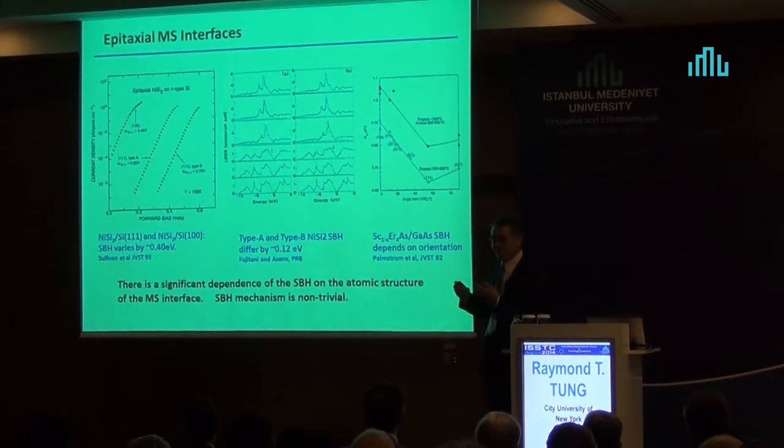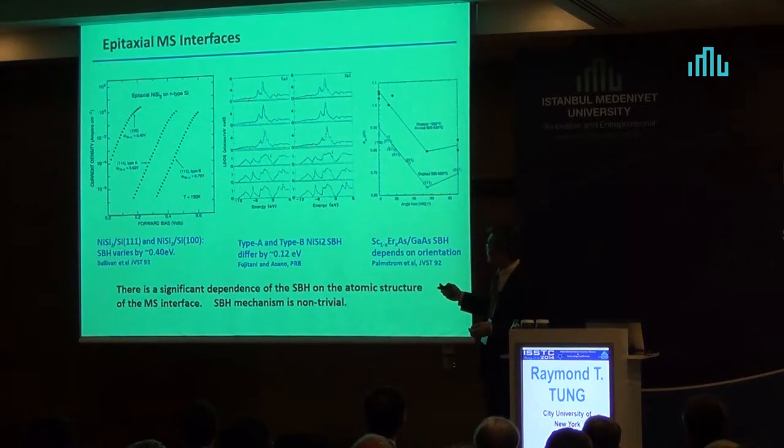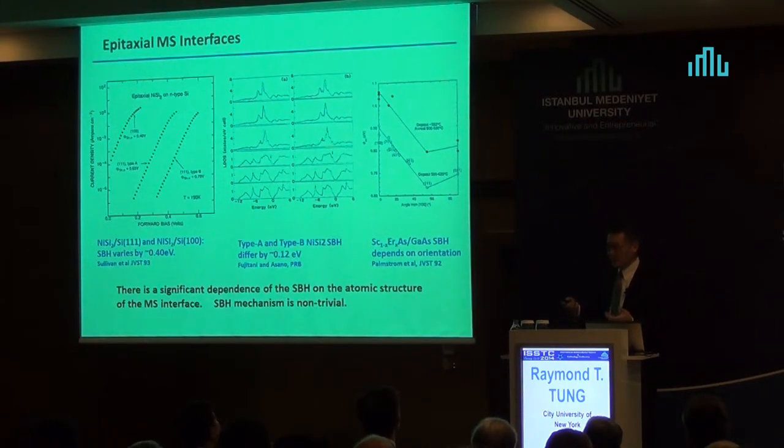And the dependence of the barrier height on epitaxial orientation has been theoretically verified in ab initio calculations. Indeed, type A should be lower than type B by about 0.14 eV. And there is additional experimental evidence on single crystal metal-semiconductor interfaces that shows a clear dependence of the Schottky barrier height on the interface structure.